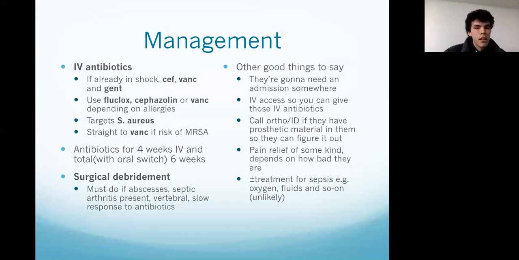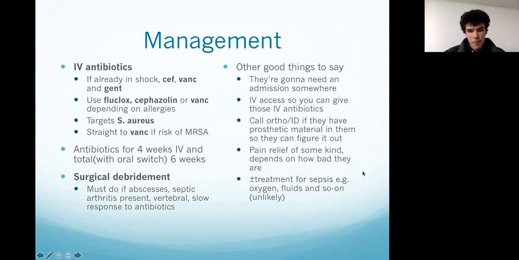So IV antibiotics, usually they're not going to be in shock. So really you're looking at something to target Staph aureus, like flucloxacillin or cefazolin, vancomycin if you absolutely have to, or if you think they have MRSA. They need quite a lot of antibiotics over time. And you may or may not need to surgically remove some of the dead bits as well. So if they have an abscess, if they have septic arthritis, you are quite likely actually to need that because antibiotics don't tend to work so well in bony areas.